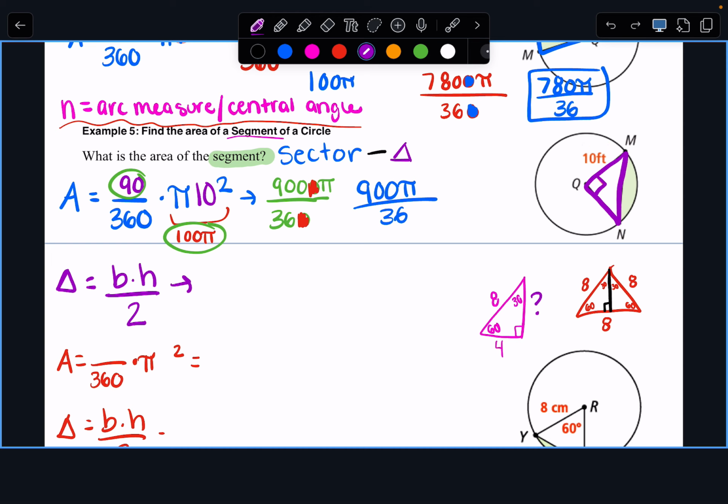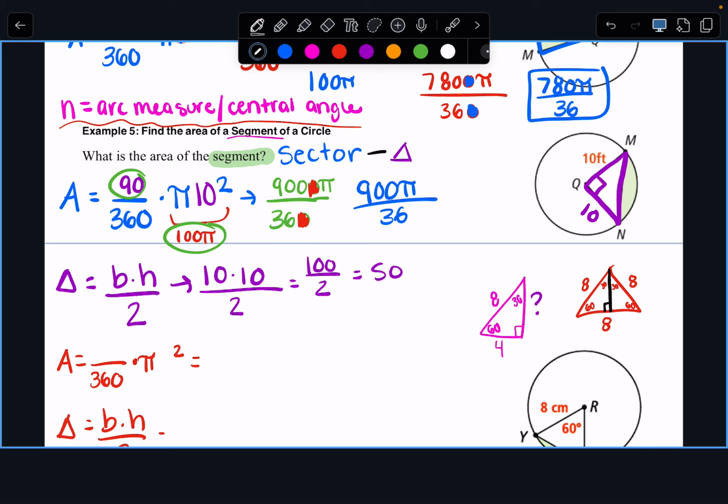Now, the radius is always consistent. All radii are equal. So if this radii, QM, is 10, so is QN. Those are both 10 feet. So my base and height where the 90-degree angle meet is 10 times 10. And with any triangle, to find its area, we have to divide it by 2. And that means we get 100 over 2, which is 50.